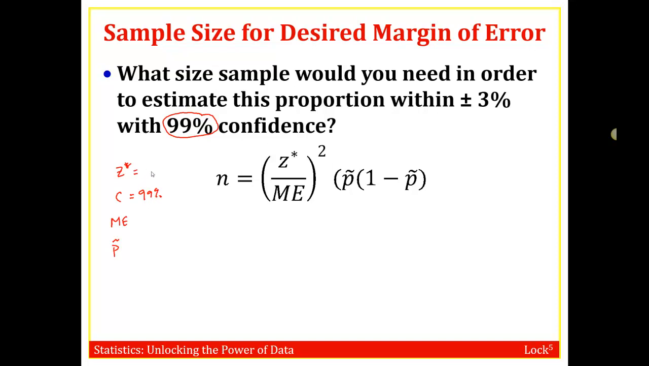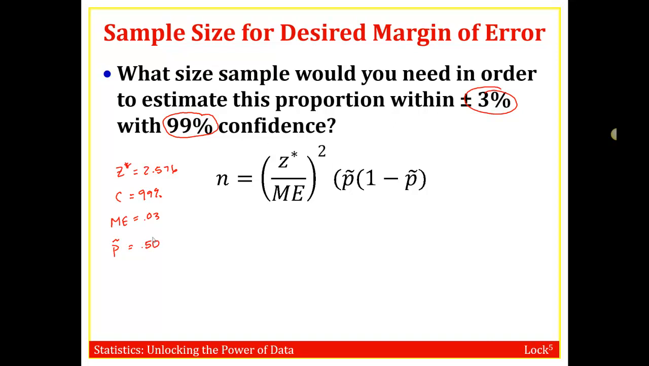And the Z star for 99% confident is 2.576. The desired margin of error that I want is 3%. As a decimal, that's going to be 0.03. And for this problem, they don't give us any value to use for P tilde, nothing to start with. In fact, they say we have no idea. And if we have no idea, then we use 0.5, or in other words, 50% as our value.